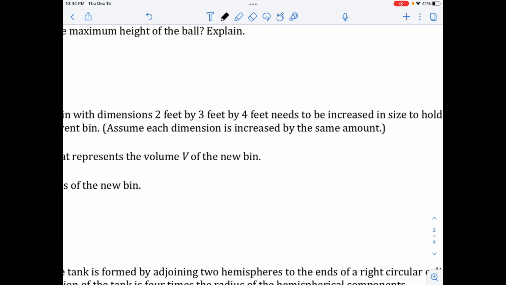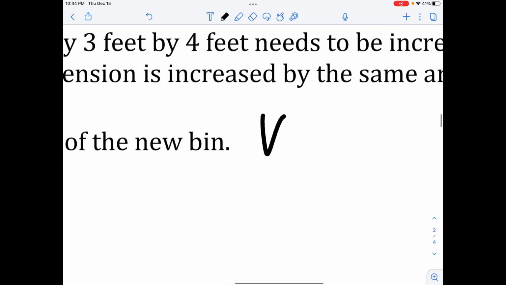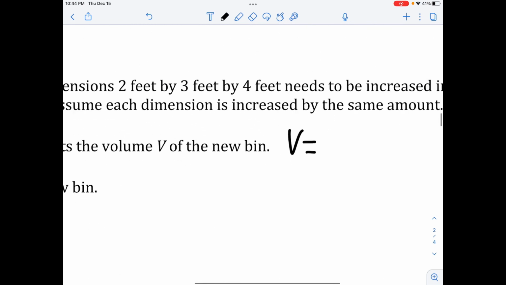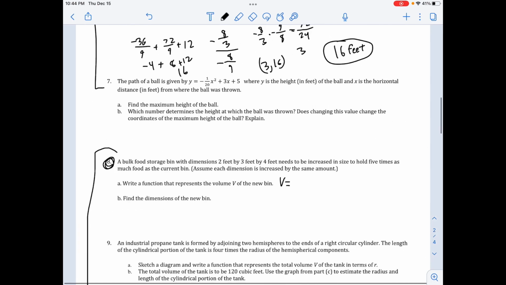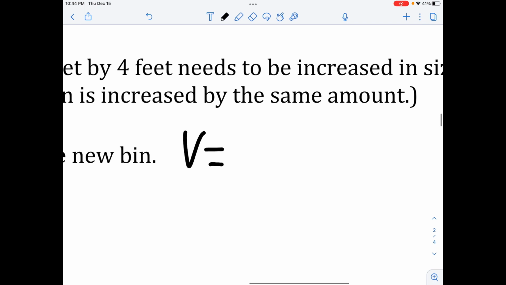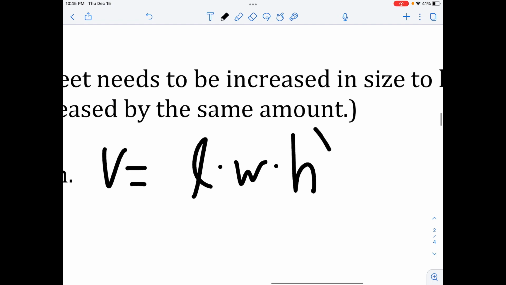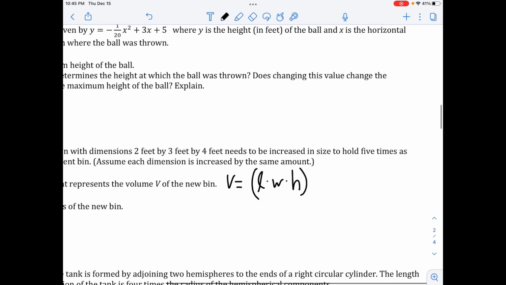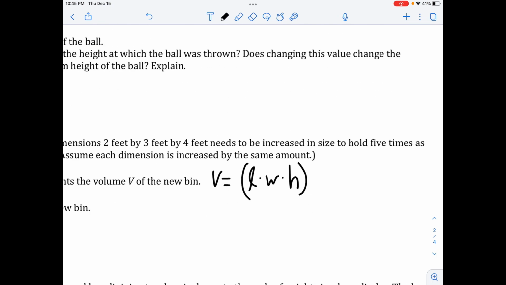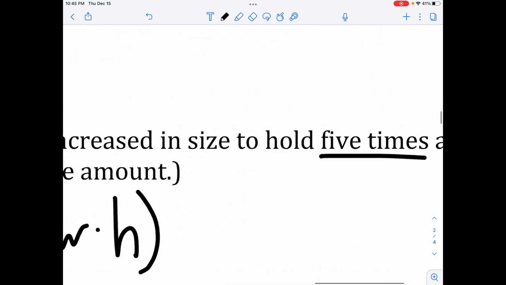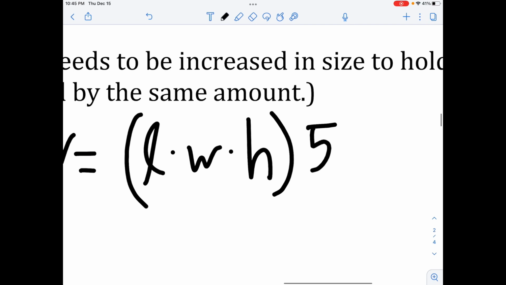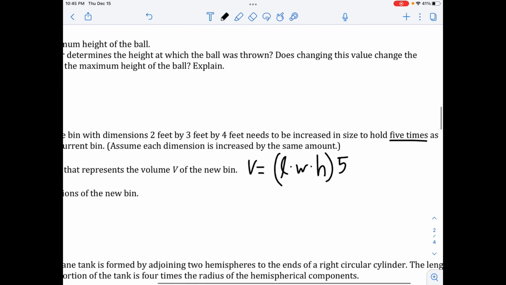So to write our new volume equation, we're not going to write the exact values. We're just going to write our function. So V equals length times width times height, which is the same for all. That's always what the volume is for rectangles and squares. And then we're going to need to increase it to hold 5 times as many. So we're just going to simply go like this. And we're done with that part, so we can just circle it.